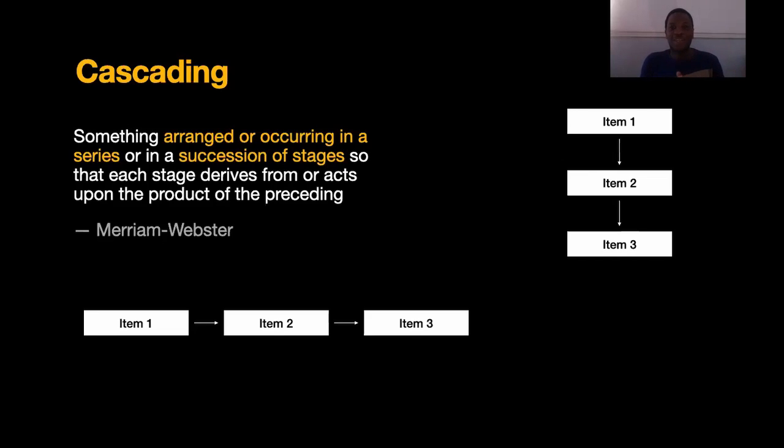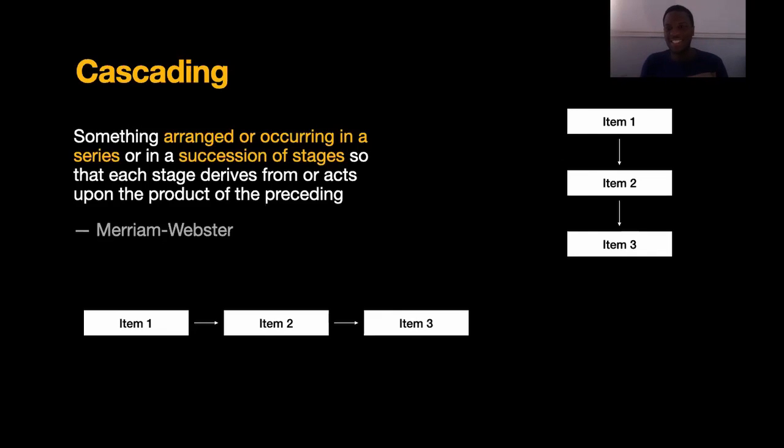So all you need to know from this is that cascading just simply refers to something that is arranged, or something that occurs in a series or a succession of stages. That's all. It can be arranged horizontally, as you have down here, item 1, item 2, item 3, or you could have something that is arranged vertically. But the idea is that one comes after another, one comes after another.